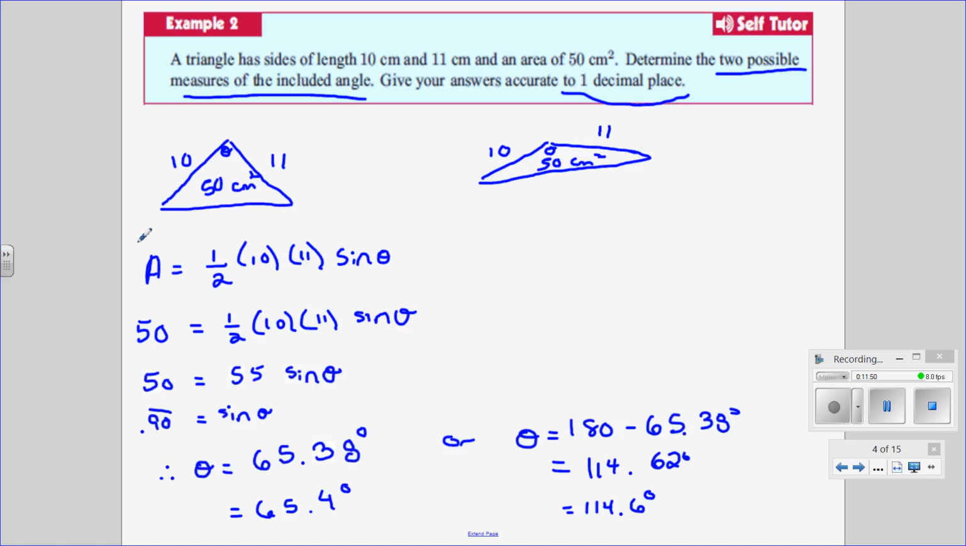So I can either use the formula to work forward and find the area, or I might be given the area and I need to work backwards to find theta.